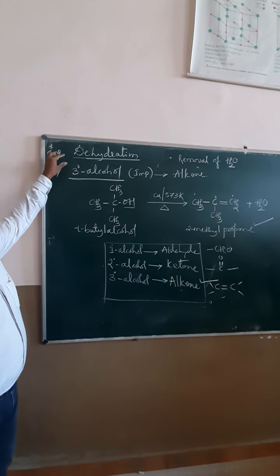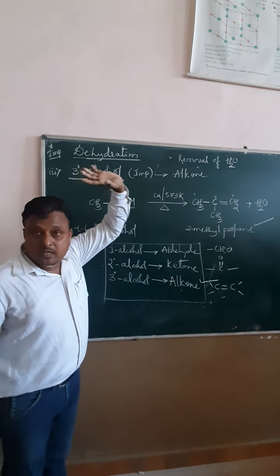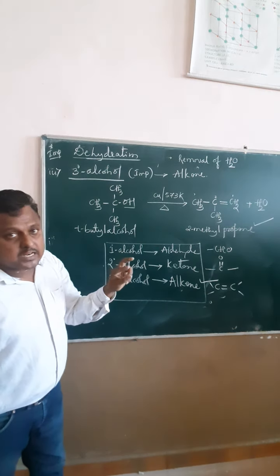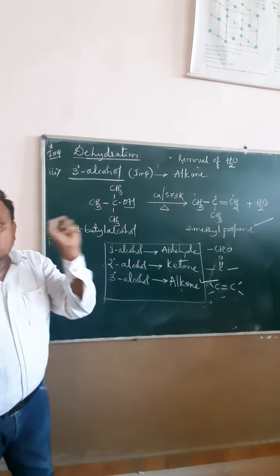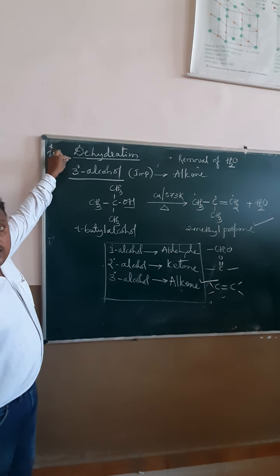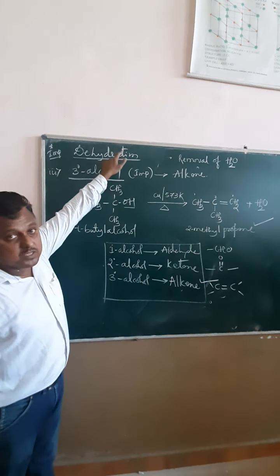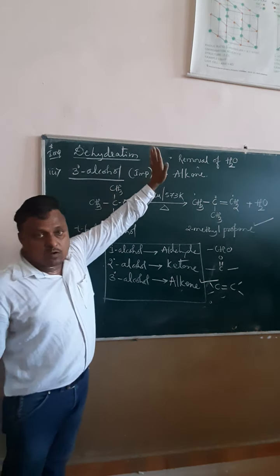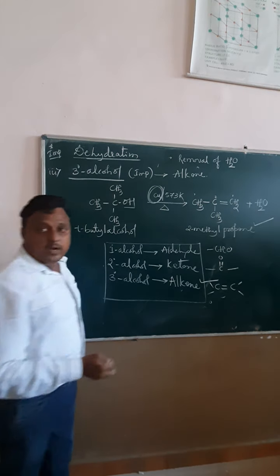Reaction with copper metal: there are two reactions. In primary and secondary, dehydrogenation. In tertiary, dehydration. Dehydration means removal of water. This is your reaction with copper metal. Keep it in your mind. Okay, thank you.